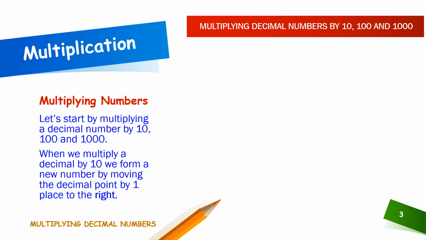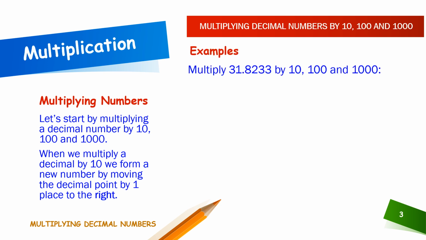We will begin by multiplying a decimal number by 10, 100 and 1000. When we multiply a decimal by 10, we form a new number by moving the decimal point one place to the right. Let's demonstrate how to do this by using an example. Let's multiply 31.8233 first by 10, then by 100, and then by 1000.